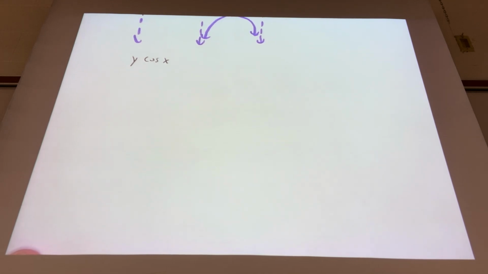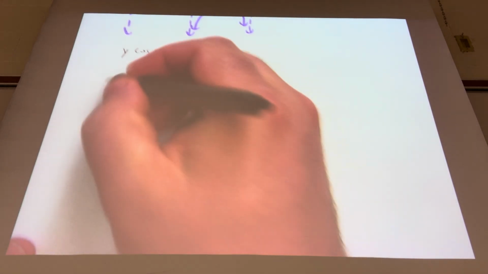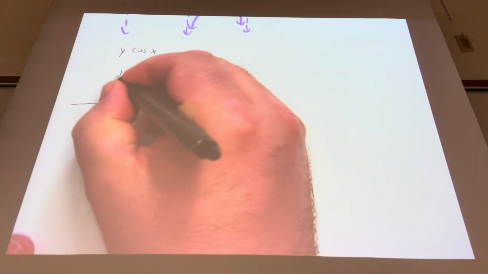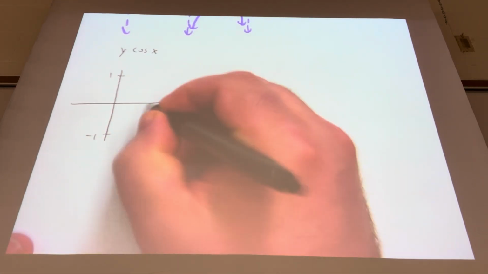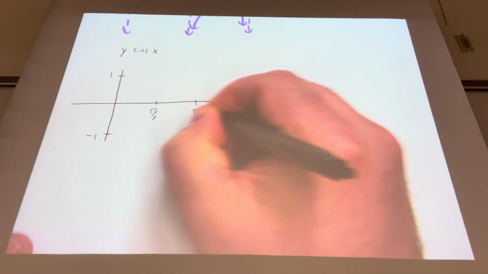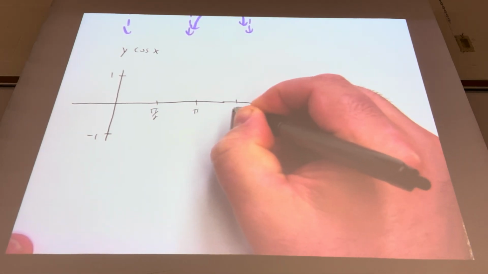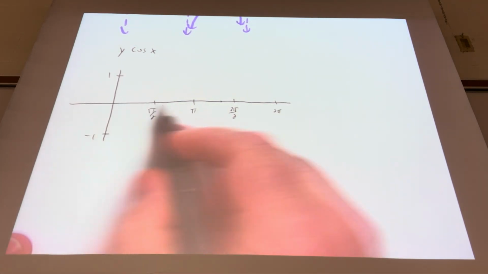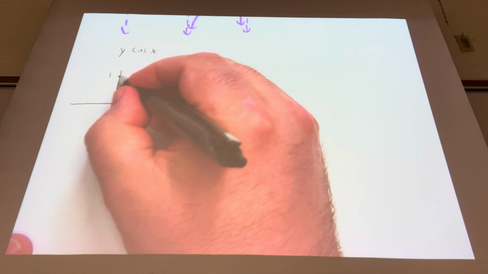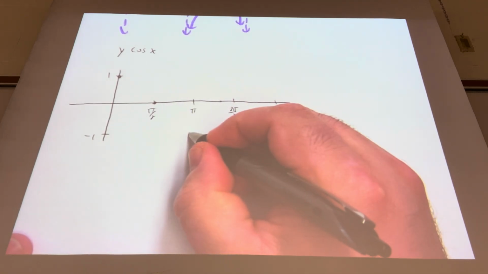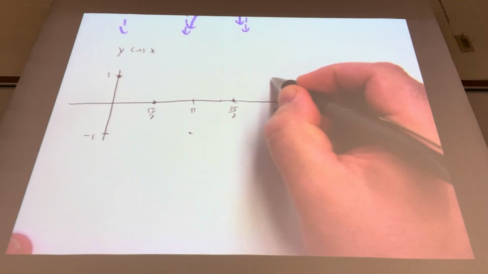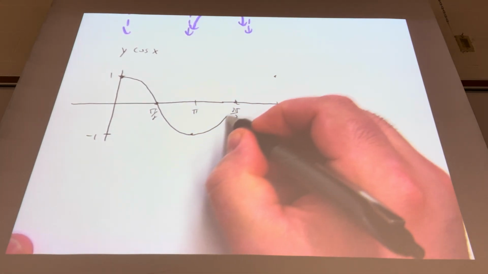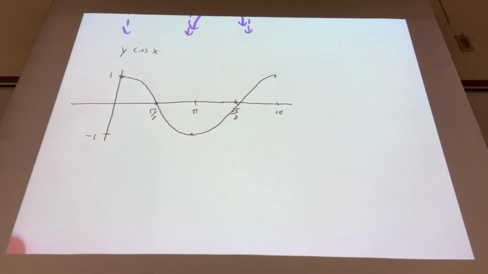Now, y equals cosine x. Okay, so once again, start at 1, -1. We have our pi halves, pi, 3 pi halves, 2 pi. You guys said start at the 1, 0, -1, 0, then back up, right? Okay, so we're seeing that basic curve here.